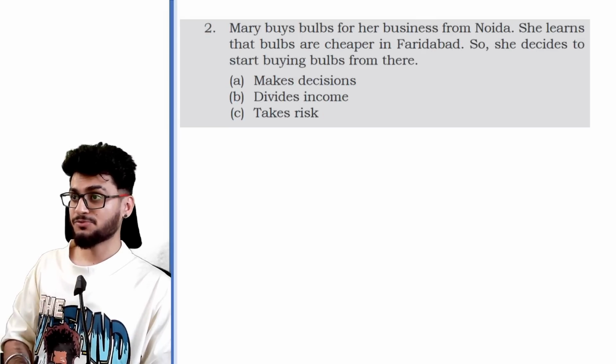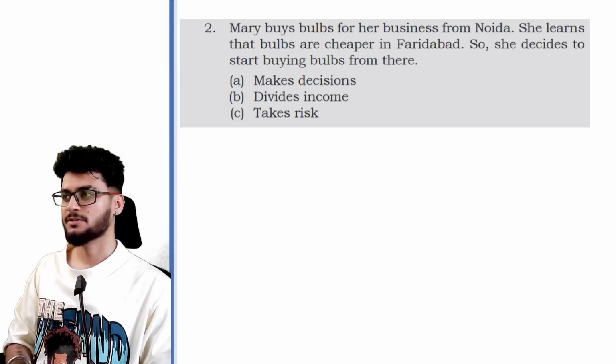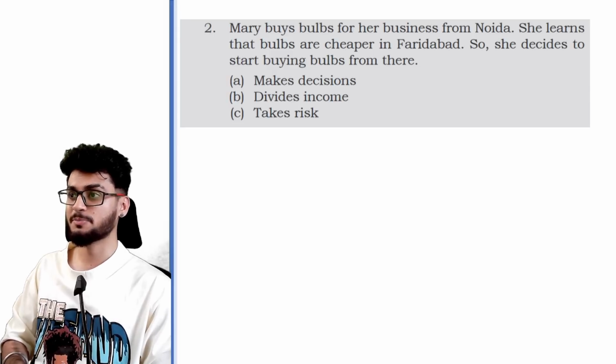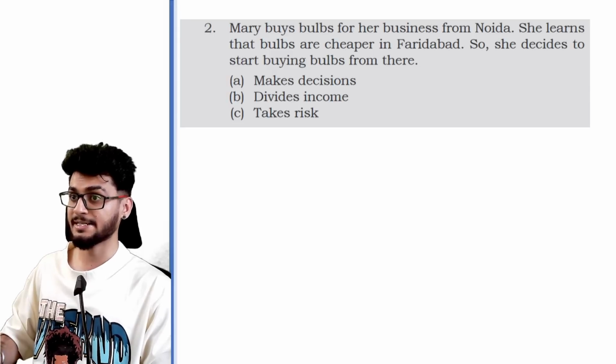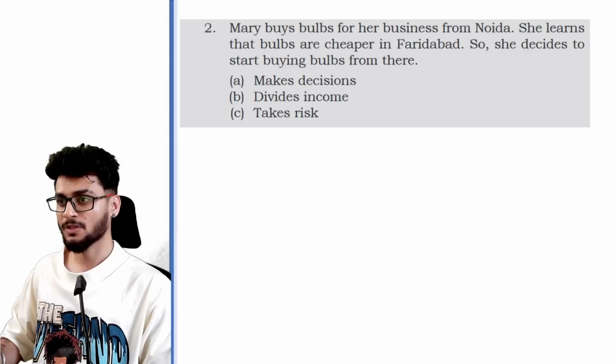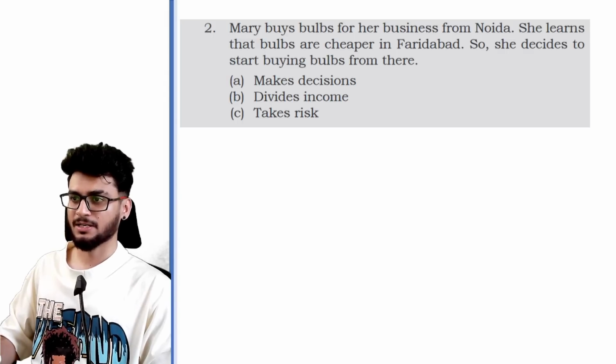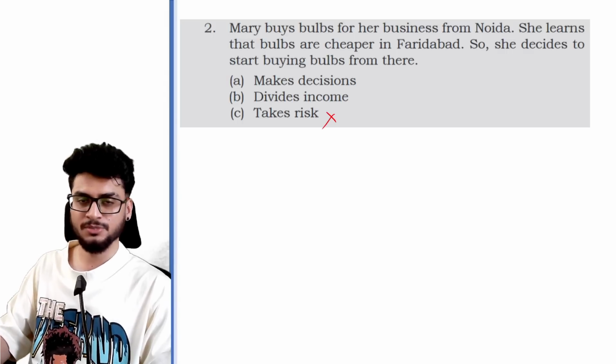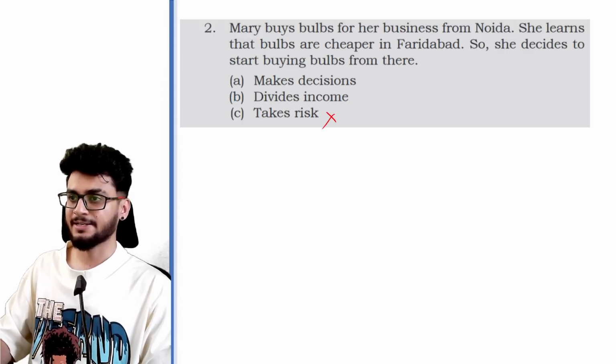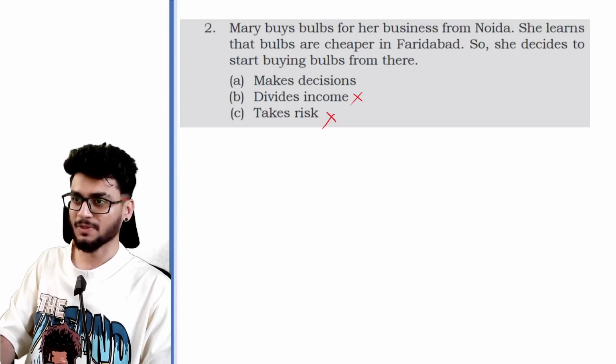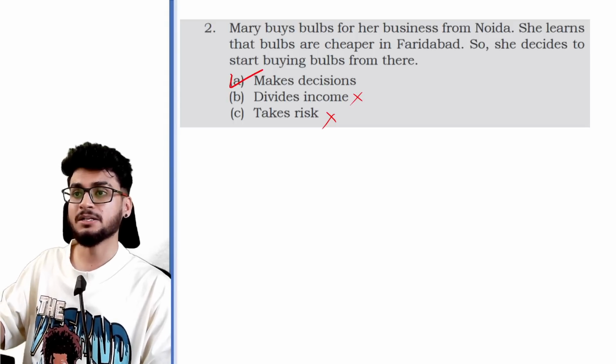Mary buys bulbs for a business from Noida. Okay. She learns that bulbs are cheaper in Faridabad. So she decides to start buying bulbs from there. What did she just do? Did she take a risk? No. She already knows that bulbs are cheaper in Faridabad. Does she divide the income? No. She's making a decision to change her supplier.